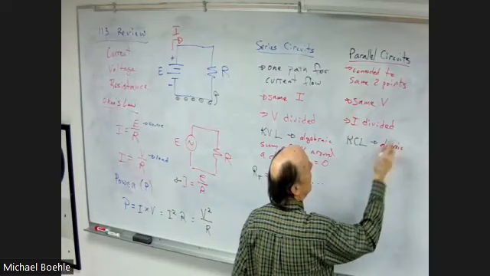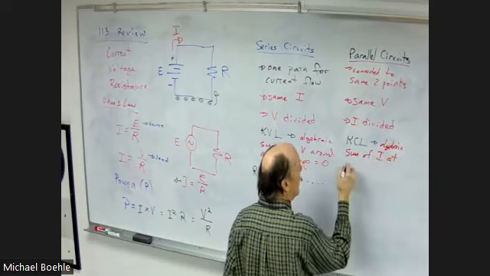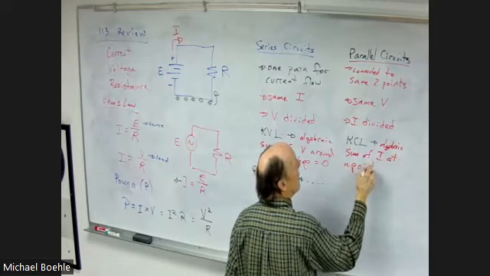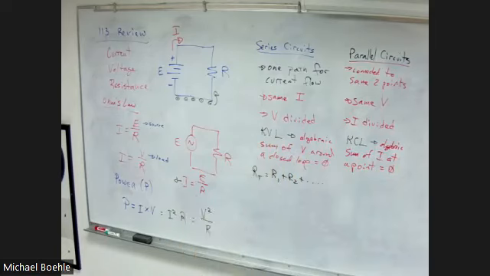Algebraic sum of currents at a point equals 0. Emphasize it's 0, not O, just in case you wonder. And we're going to be using that today as well.